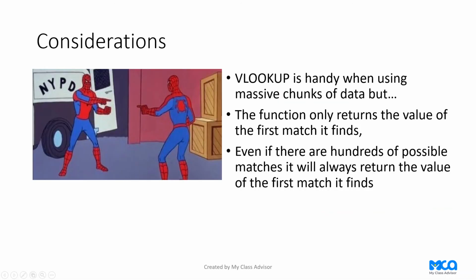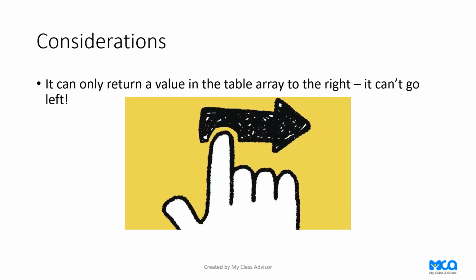Vlookup is handy when using massive chunks of data. However, it only returns the value of the first match it finds. In case you have duplicate values and there are 100 possible matches, it will always return the value of the first match it finds. The final consideration you need to bear in mind is that it can only return a value in the table array to the right. It can never go left.